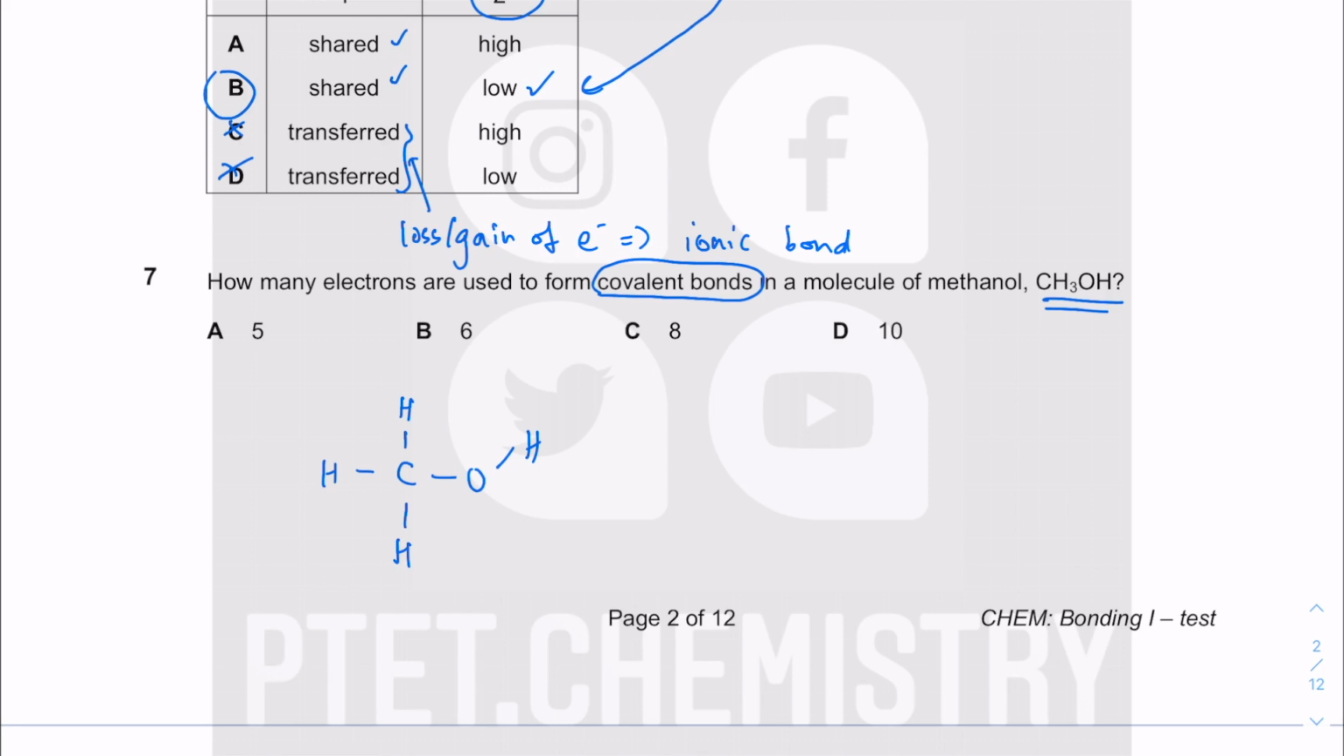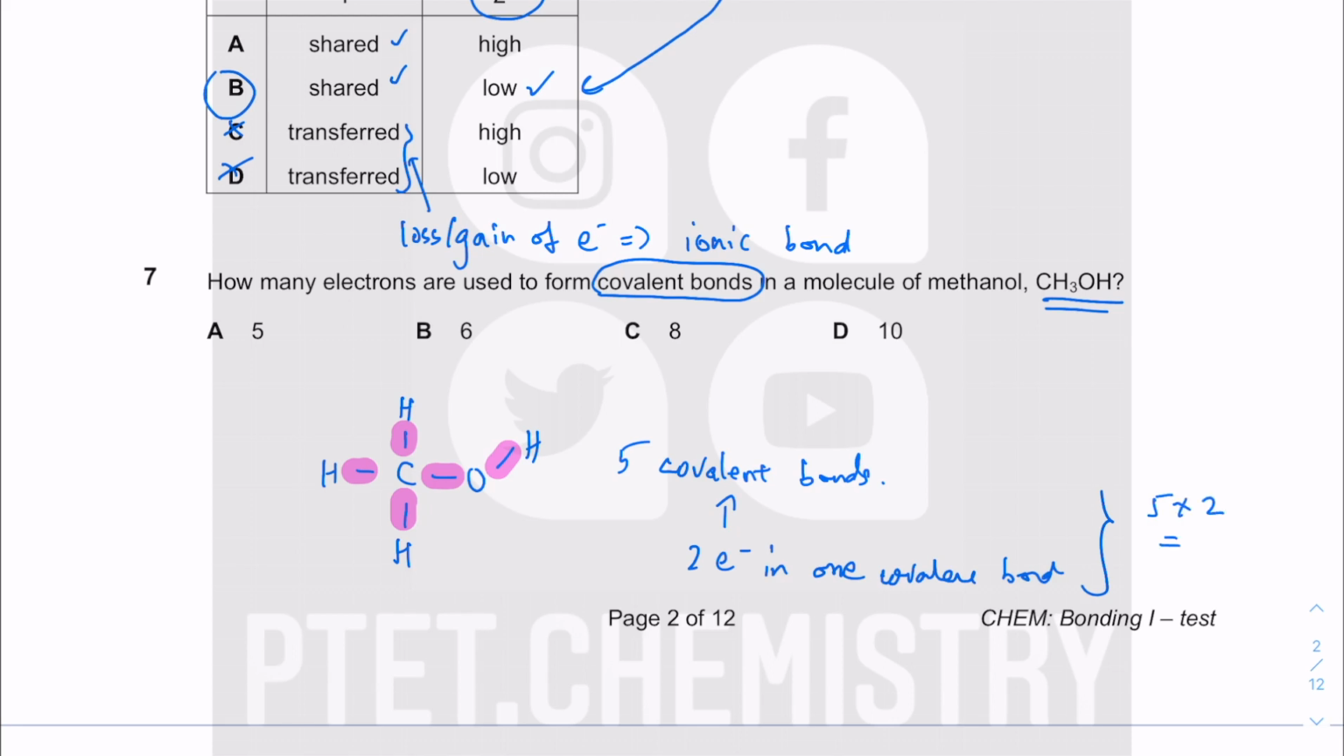Okay, so we're looking at how many covalent bonds. 1, 2, 3, 4, 5. So there are 5 covalent bonds. You have to show all the covalent bonds, but in each covalent bond there are 2 electrons. So altogether we're looking at 5 times 2, which is 10 electrons used to form the 5 covalent bonds. 2 electrons there, 4, 6, 8, 10 electrons in a molecule, because this is a simple molecule. It's a simple covalent molecule because it has a simple molecular structure.